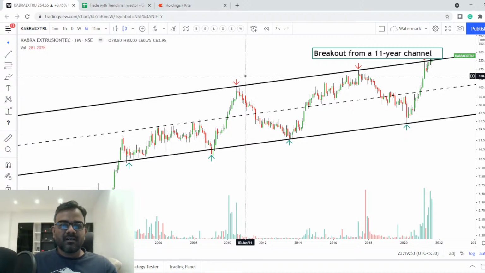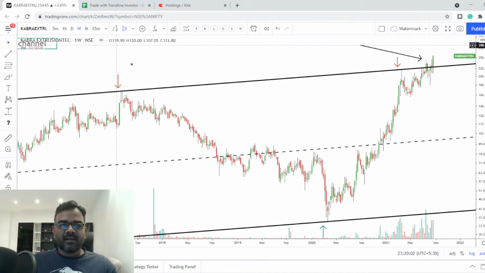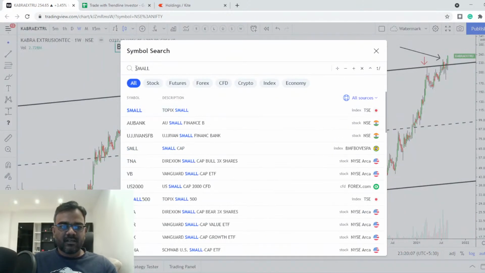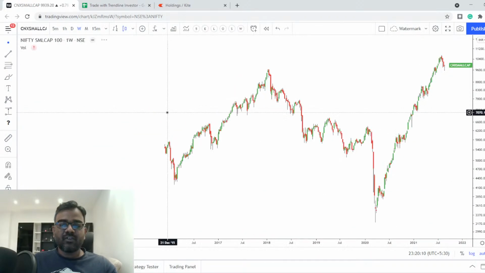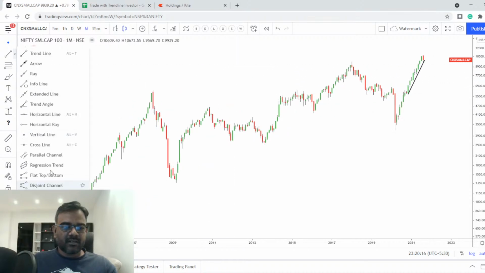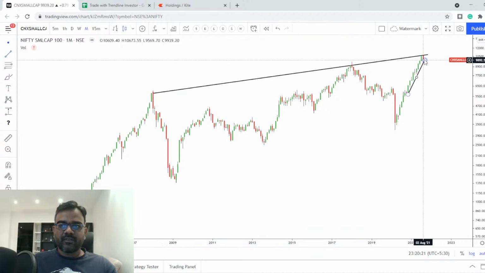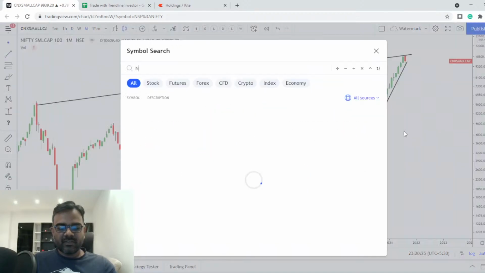So a parallel channel frustrates a lot of people, and then a breakout from there gives a very strong move. That's my experience from what I've read. That's the reason I'm saying a small cap index breakout from there will probably see a good move on the upside. But we never know whether we'll have a consolidation or not. This is the channel we are looking at for the small cap index. We got rejected and we are near the trend line.